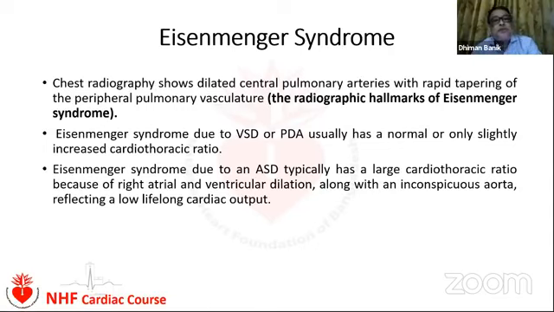In Eisenmenger syndrome due to VSD and PDA, the heart size is usually normal or slightly dilated, but Eisenmenger syndrome with ASD typically has a large cardiothoracic ratio, because right atrial and right ventricular dilatation is present, along with an inconspicuous aorta reflecting low lifelong cardiac output.